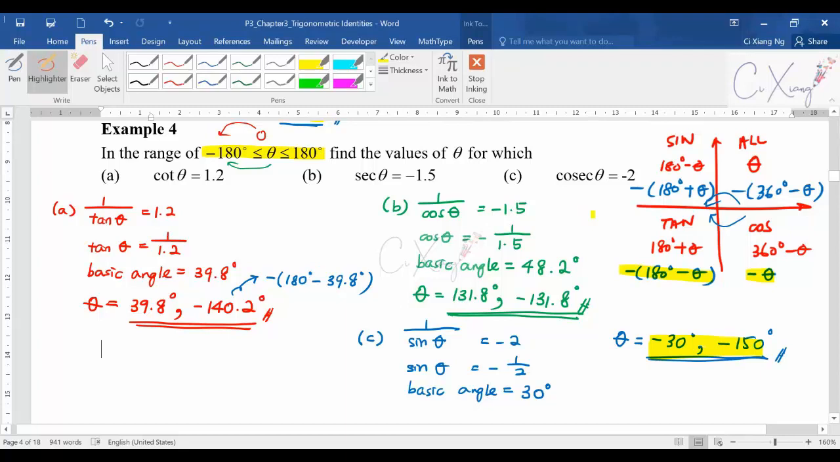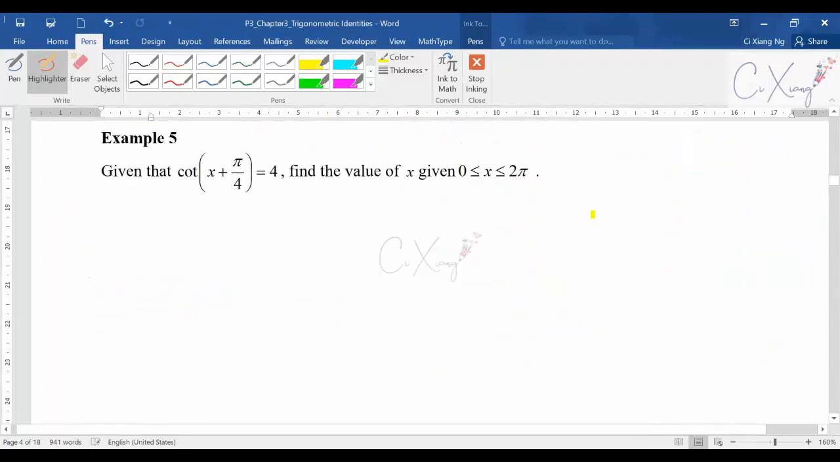Then let's continue to example 5. For example 5, again, they give you one equation like this, and they want you to find the value of x given that x is from 0 until 2 pi. For this one, there is more than one method that you can use to solve it. Some students will tell me that when they look at this one, they will think of compound angle. Yes, it is true, but because we haven't covered compound angle yet, I want you to use a very basic concept to answer this question.